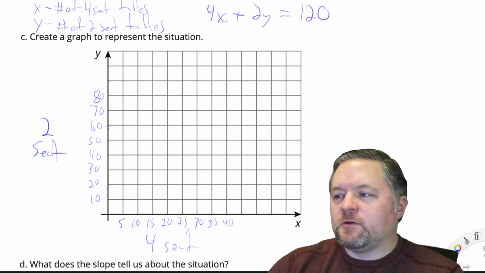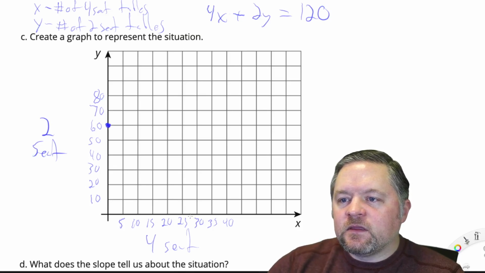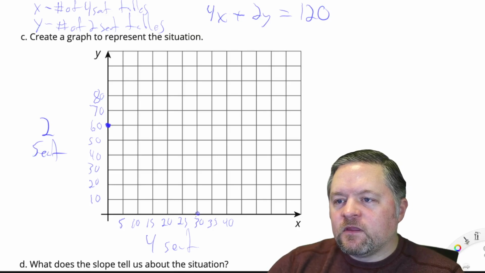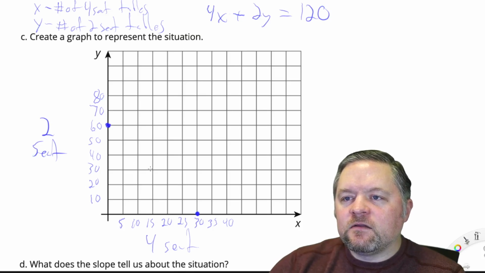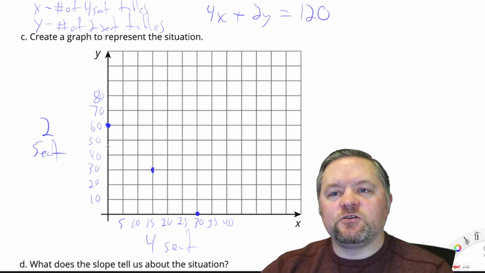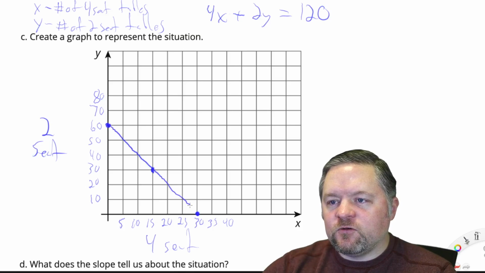So we know a couple nice points on our graph. We know 0, 60, and we know 30, 0, and we know 15, 30. Those are the 3 original points we found. So we just have to connect the dots.